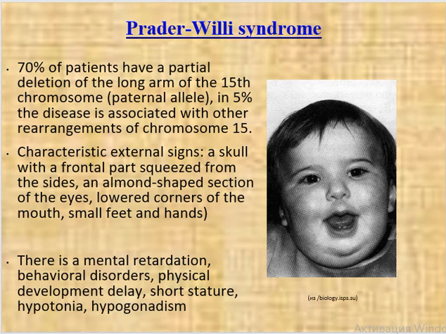Prader-Willi syndrome. 70% of patients have a partial deletion of the long arm of the 15th chromosome. In 5%, the disease is associated with other rearrangements of chromosome 15. Characteristic external signs: a skull with the frontal part squeezed from the sides, almond-shaped eyes, lowered corners of the mouth, small feet and hands. There is mental retardation, behavioral disorders, physical development delay, short stature, hypotonia, and hypogonadism.